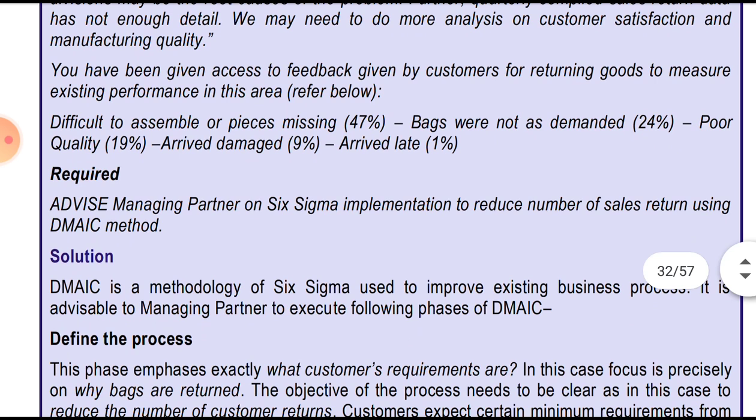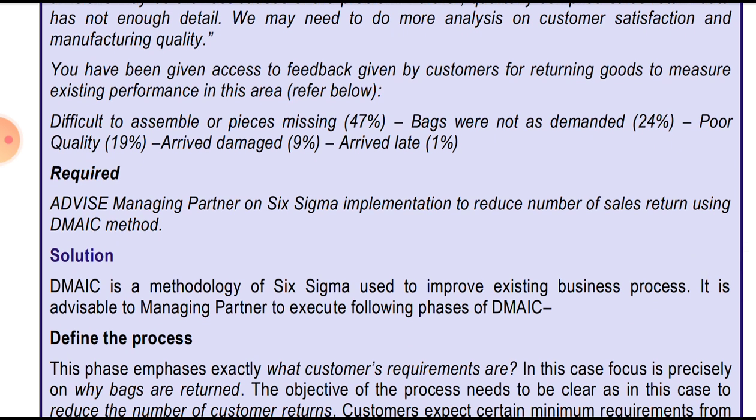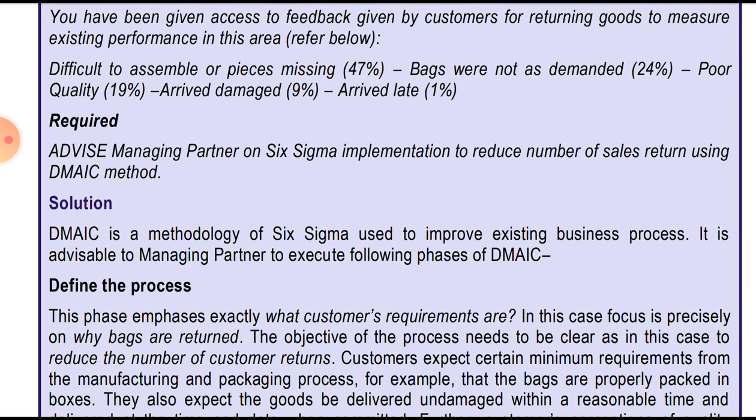Now what we have studied in DMAIC: D is for define the problem, identify the problem, then measure the current performance, then analyze the root cause, improve the processes and eliminate the root cause, and then control the existing performance measurement system. So DMAIC is the methodology of Six Sigma used to improve existing business processes. It is basically an assumption that Six Sigma is used to improve existing business processes, not new ones. The DMAIC method can be applied only if it is an existing business process.